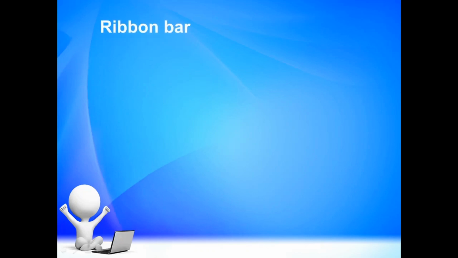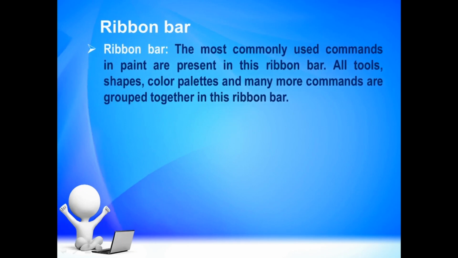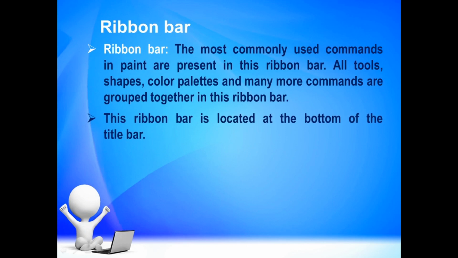Let's discuss the ribbon bar. The most commonly used commands in Paint are present in this ribbon bar. All tools, shapes, color palettes and many more commands are grouped together in this ribbon bar. This ribbon bar is located at the bottom of the title bar.